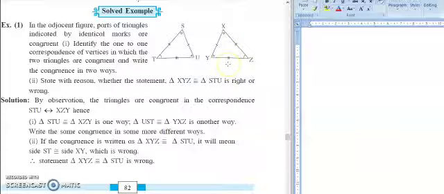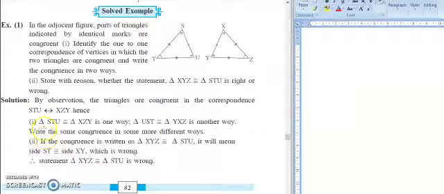So we can see that STU is corresponding to XZY. If we put this T point on this Z point, then U point will come on Y point and S point will come on X point. So both these triangles will coincide with each other exactly. So by observation we can see that the correspondence is like this.